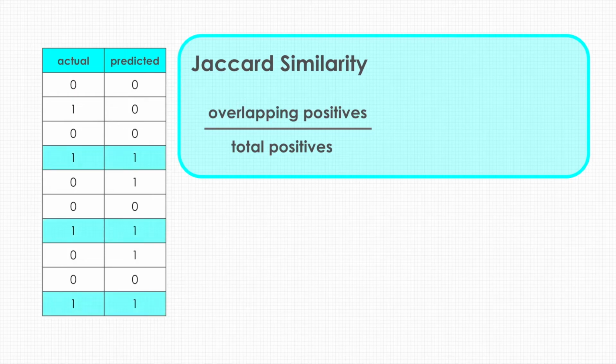So let's start with the numerator. There are only 3 examples where we have 1s for both the actual and predicted values. So we only have 3 overlapping positives here. Note that we don't get credit for correctly predicting negatives.